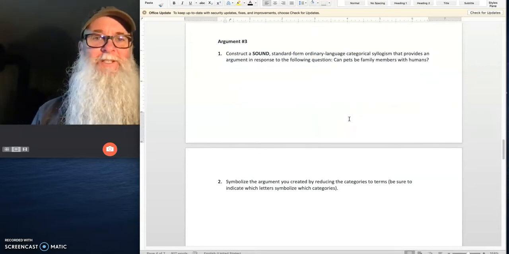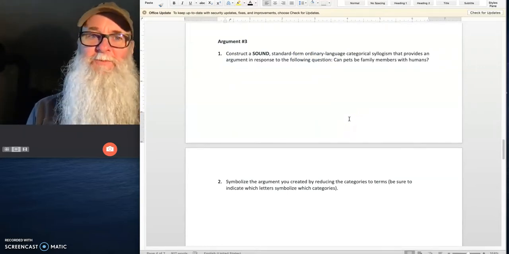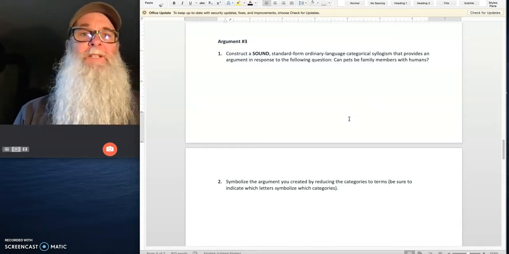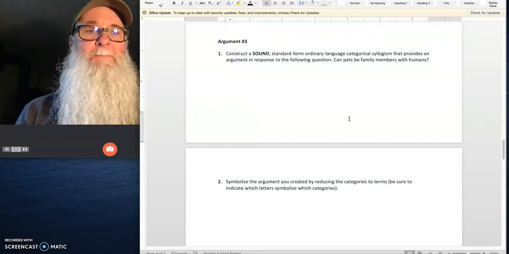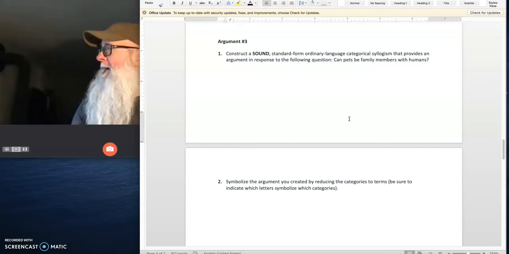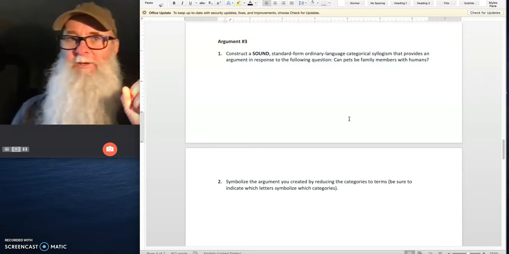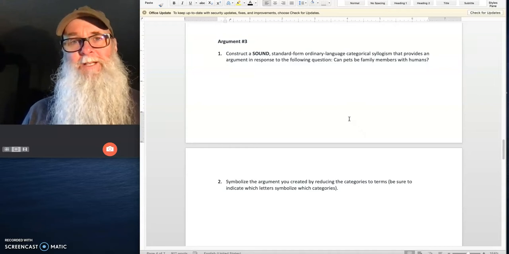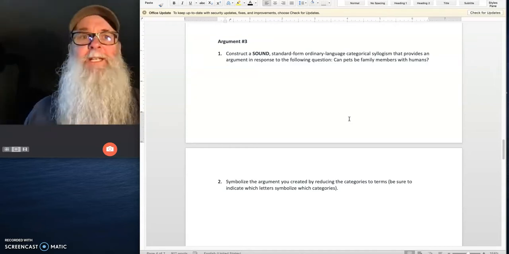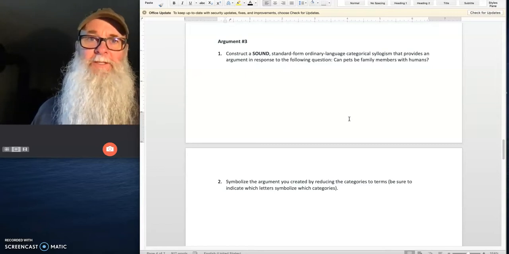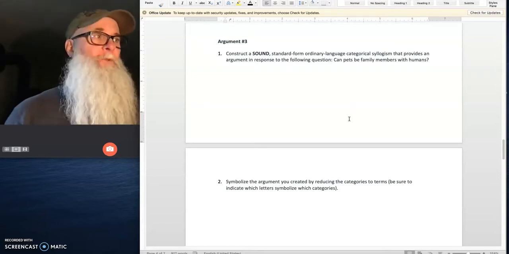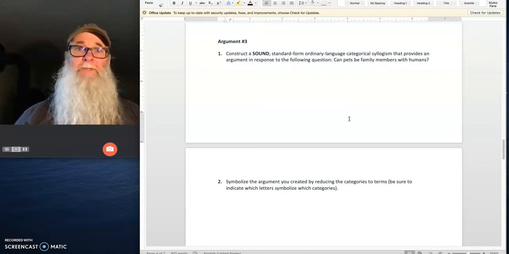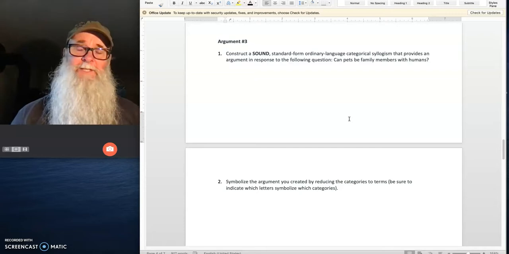And the question here is construct a sound, standard form, ordinary language categorical syllogism that provides an argument in response to the following question. Can pets be family members with humans? All right, so now when you're constructing these arguments, take note, right? You got your pen in hand? The conclusion of your standard form categorical syllogisms should answer the question that you're responding to, okay? The conclusion should be a direct answer to the question because the conclusion is the judgment that you've come to and your premises are the reasons that have led you to that judgment.